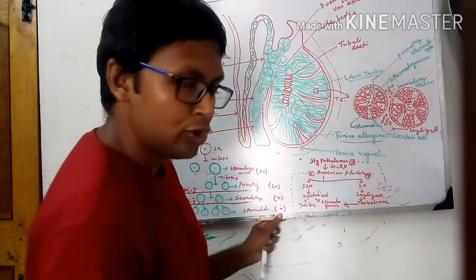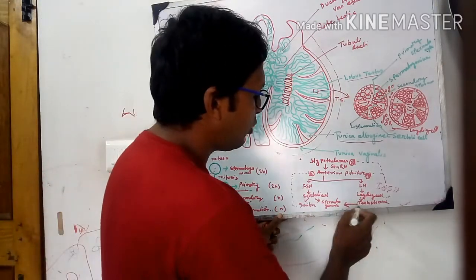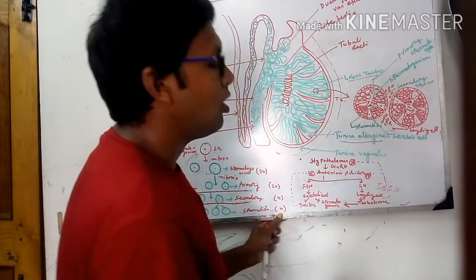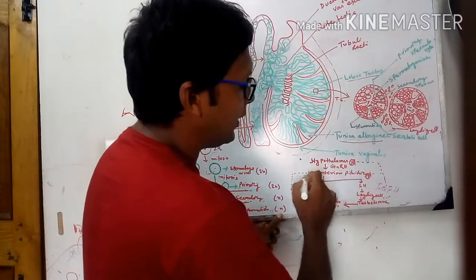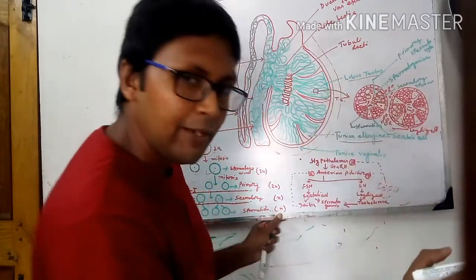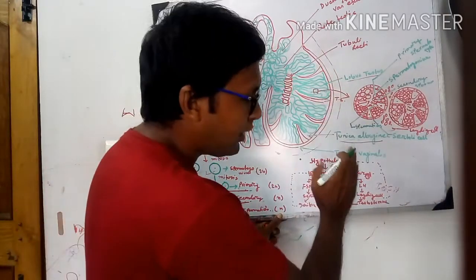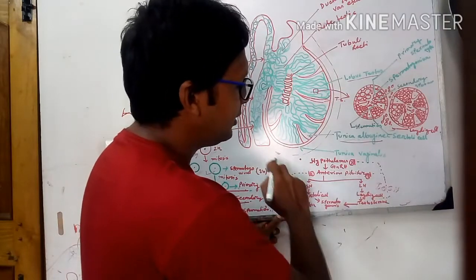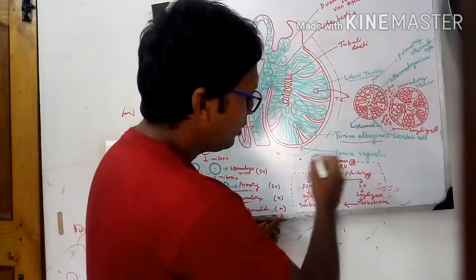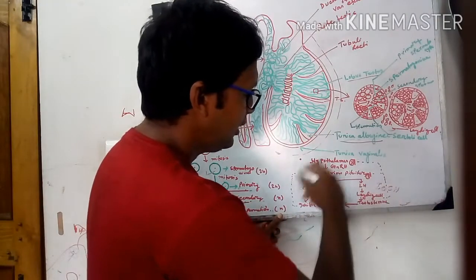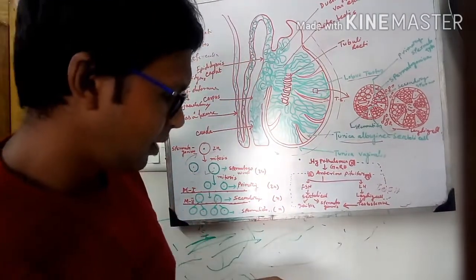Leydig cells produce the testosterone. Testosterone has an important role in spermatogenesis. If sufficient or more than sufficient spermatogenesis has occurred, then testosterone will go to two places. First, it will inhibit the anterior pituitary, that is, no need of LH, and then inhibit the hypothalamus, that is, gonadotropin releasing hormone should be stopped. So this is the negative feedback regulation present in this case.